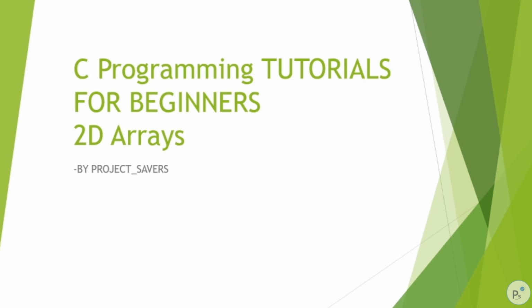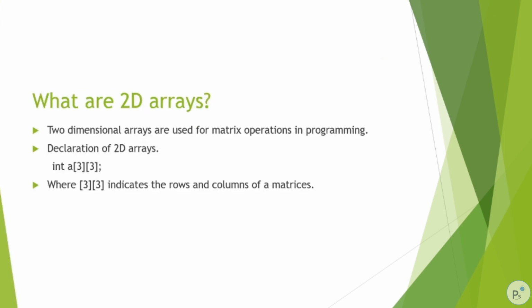For that you need a good knowledge of arrays. So if you haven't watched that video, please watch it and then come here. If you have watched that video, then it's good. So let's start. What are 2D arrays? Basically, 2D arrays are used for matrix operations in programming. Let's see why we use matrix operations with 2D arrays. We will understand it in a minute.